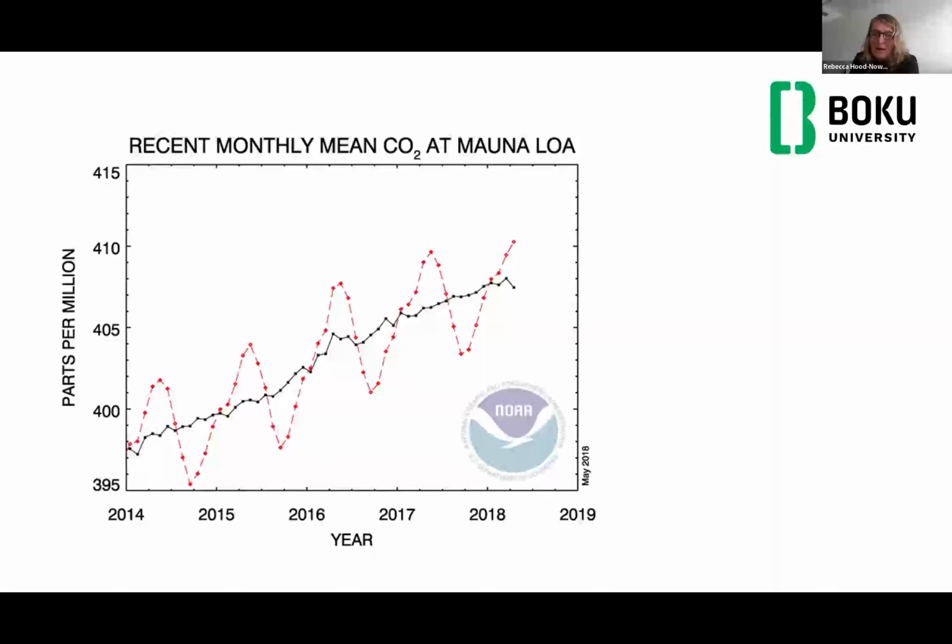So the red line is the integrated monthly values, and the black line is the increase in CO2 from 2014 to 2018. So although we've got a net increase in CO2, we still see these seasonal cycles of uptake and release of CO2. The winter cycles are the peaks, and the summer cycles are the troughs, basically because the plants are taking up that CO2 for photosynthesis.